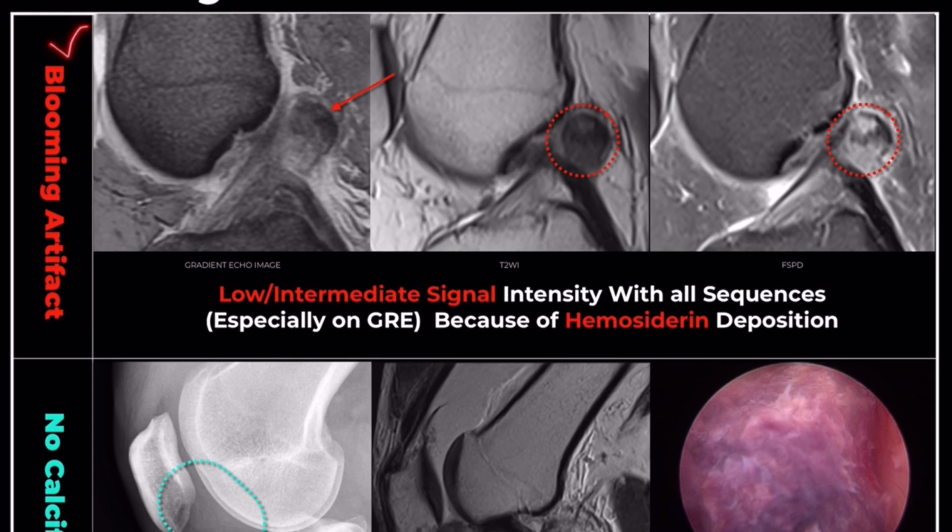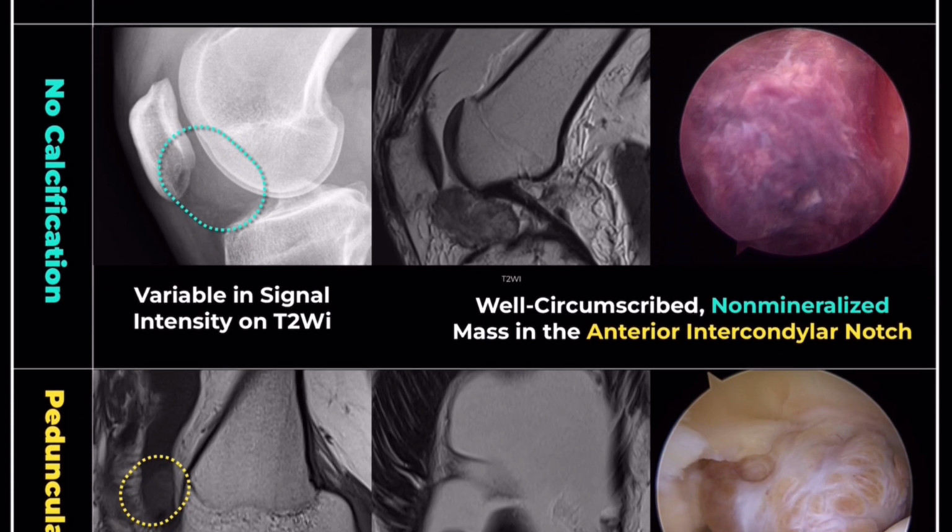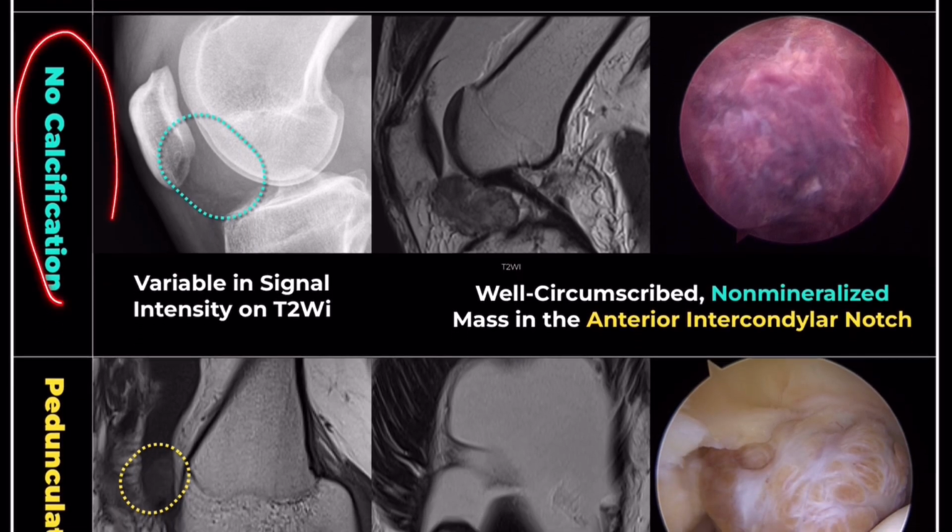First, there is a blooming artifact. This artifact is due to hemosiderin deposition, which causes low to intermediate signal intensity across all sequences, especially noticeable on gradient echo sequences. Second, there is an absence of calcification. There is no calcification within the tumor.